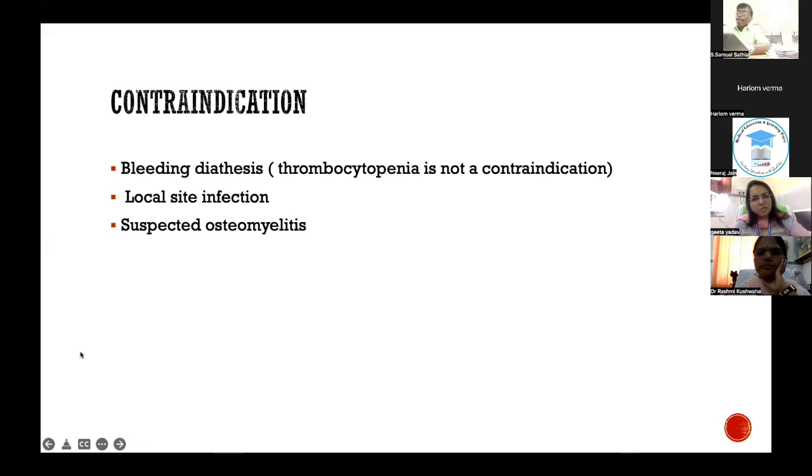Regarding contraindications for bone marrow aspiration and biopsy, there is no absolute contraindication, but bleeding diathesis is a relative contraindication. In these cases, if bone marrow aspirate or biopsy has to be done, then the patient has to be given certain treatment. For thrombocytopenia, platelet transfusion may be done, and for factor deficiency, the patient should be given fresh frozen plasma, and then the aspirate should be done if required. Local site infection and suspected osteomyelitis are also contraindications, because we would spread the infection to other sites.